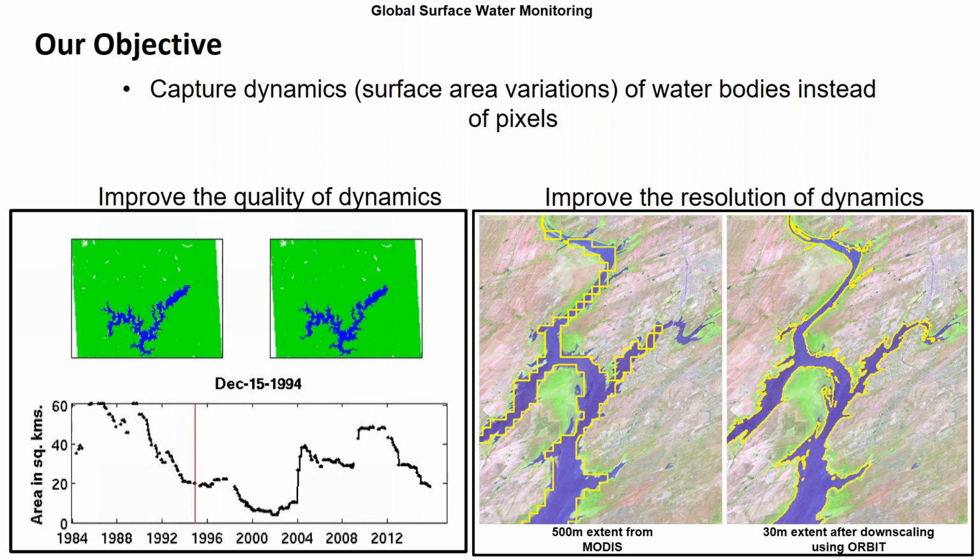And the intent is, can we construct high-resolution in space maps at perhaps daily scales using data like MODIS, which has a very poor spatial resolution, and then convert it back into better resolution in space and time? So these are the objectives.